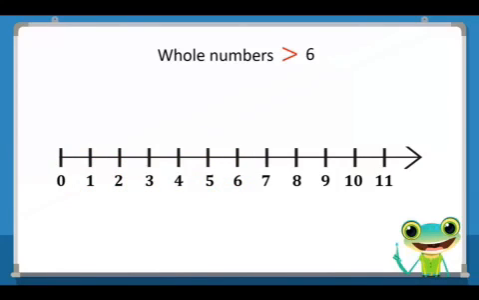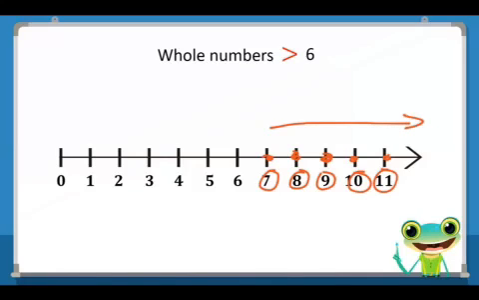Alright? Whole numbers greater than 6. All the numbers greater than 6 are 7, 8, 9, 10, 11. We circle them. We draw our arrow. Indicate we're going that direction to infinity.